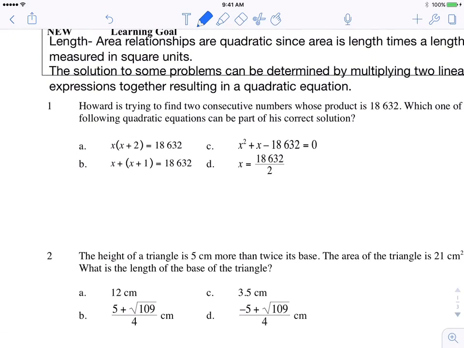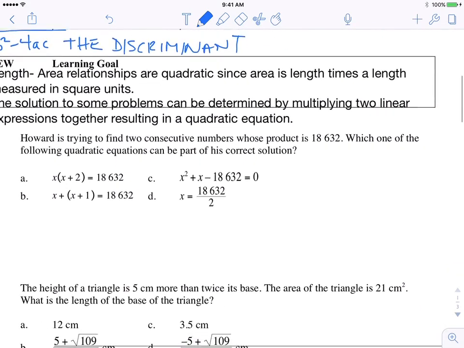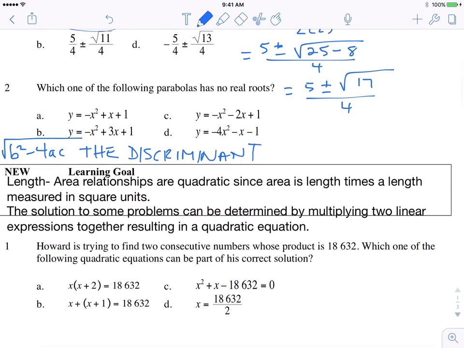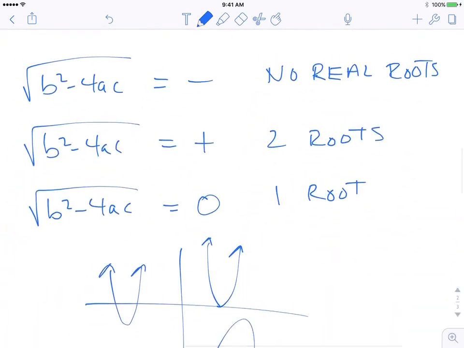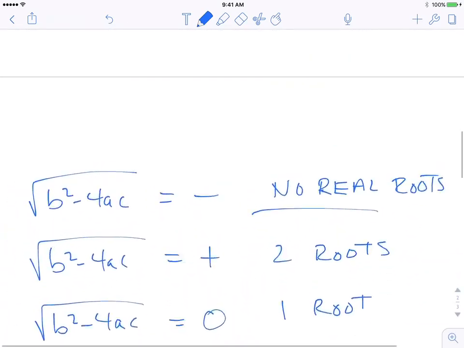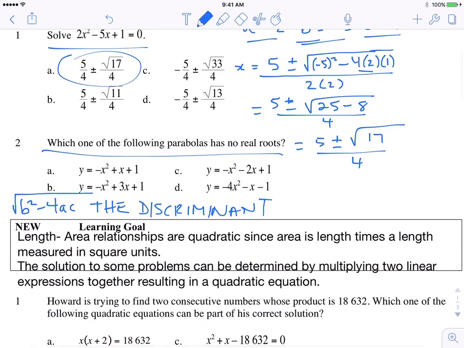Okay, so let's look up here. Which one of the following parabolas has no real roots? So which one of these is going to give us, as I mentioned here, if it has no real roots, then which one is going to give us a negative under the square root symbol? In order to do that properly, you'll notice if you work with a few of them, you'll realize this is the one. So all you have to do is look at the b squared minus 4ac.